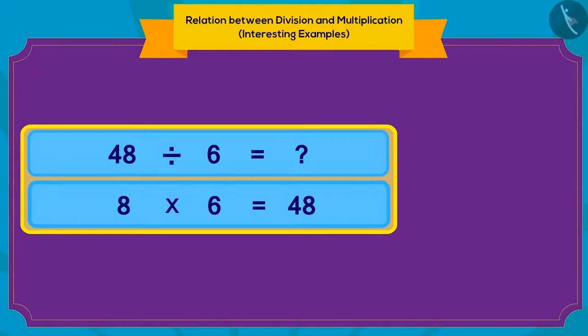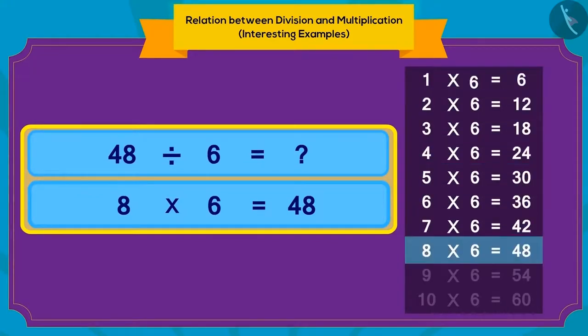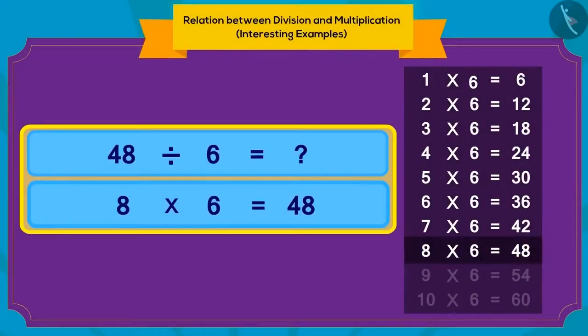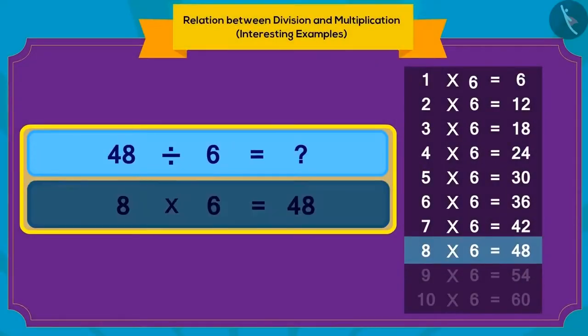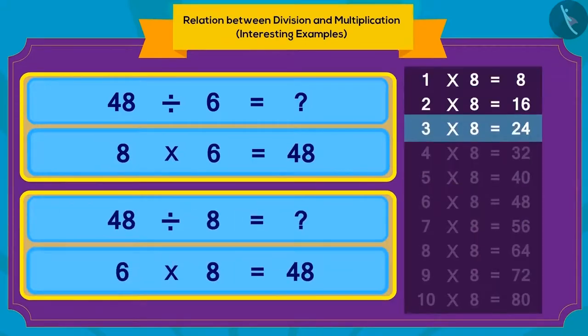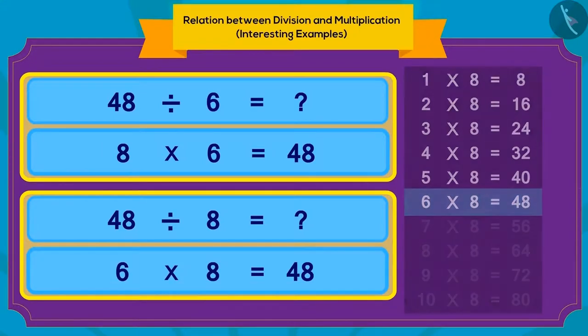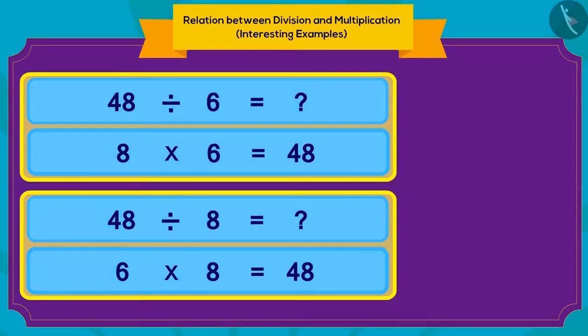So children, in the table of 6, what do we multiply with 8 to get 48? Absolutely correct. 6 times 8 is 48. And in the table of 8, what times 8 equals 48? Correct again. 8 times 6 equals 48. In this way, we can use multiplication to figure out the answer for division. For example, 8 sticks per friend or 6 friends, it can be found out.